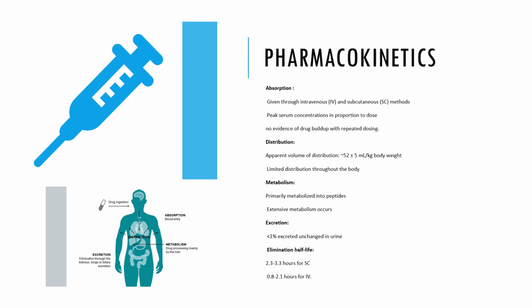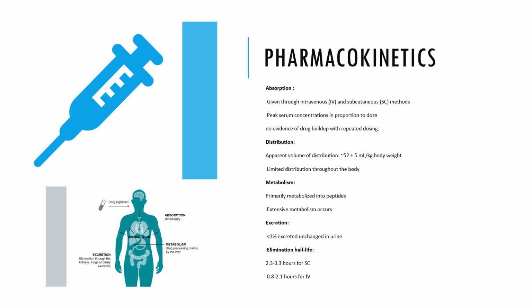Once in the bloodstream, lenograstim doesn't wander far. It has a relatively small volume of distribution, about 52 milliliters per kilogram of body weight. This means it stays mainly in the blood and does not spread widely throughout the body tissue.